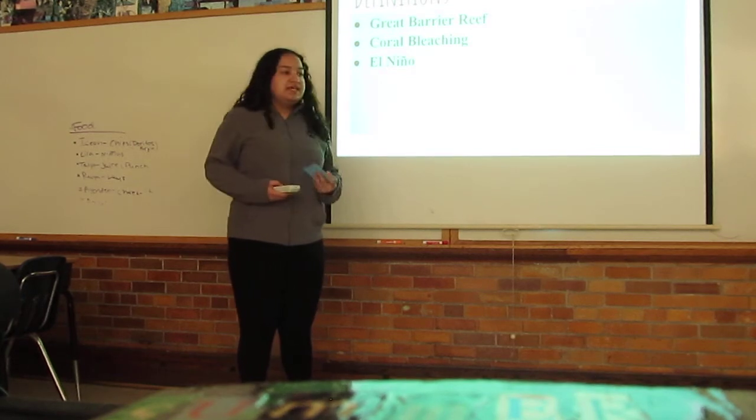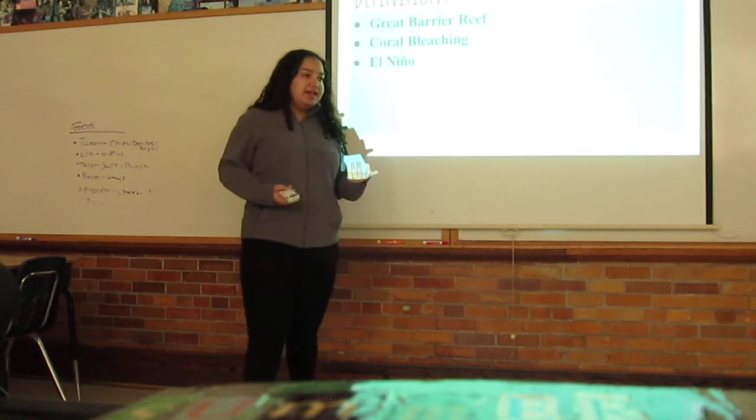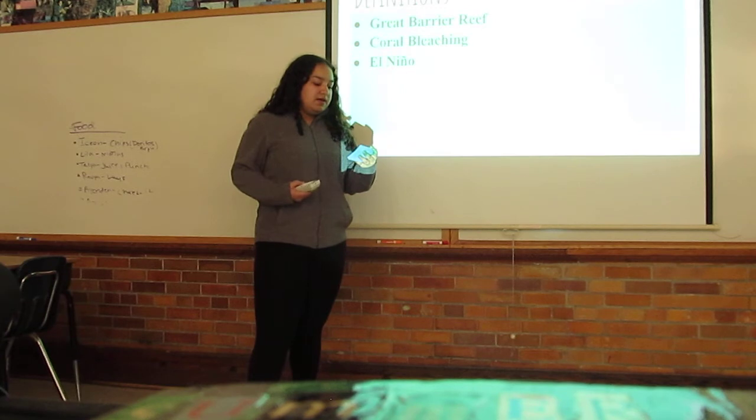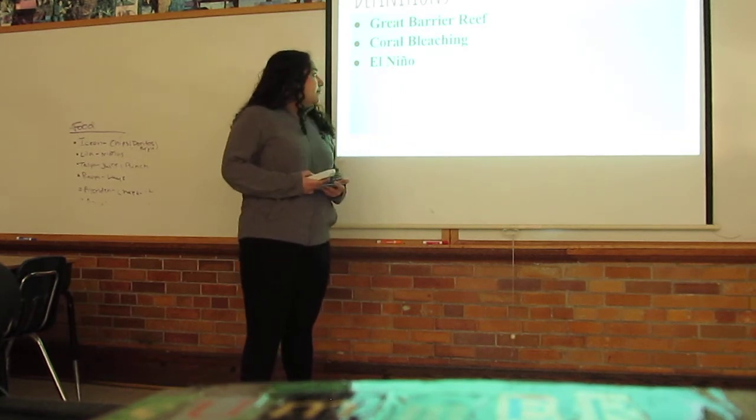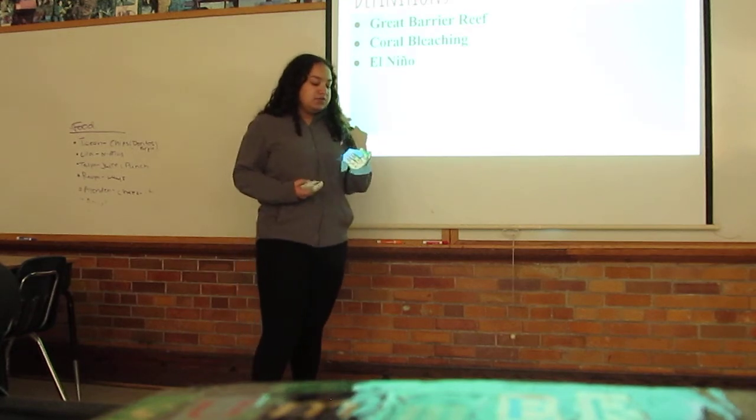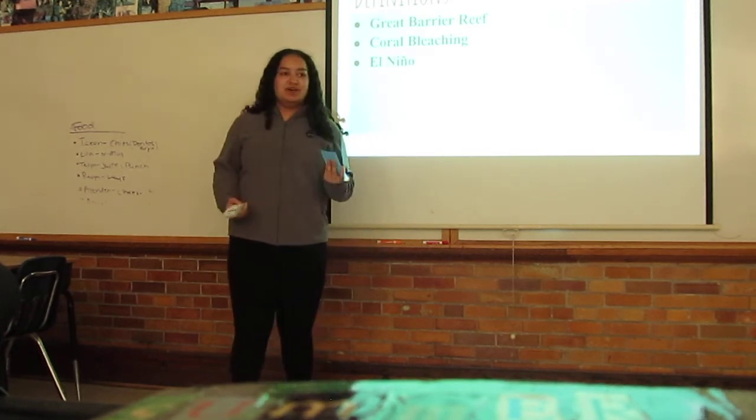And then last is an El Nino. An El Nino is a climatic event that usually results in warm water temperatures and nutrient-poor water. And they mostly affect the Pacific equatorial region, which is where Australia is.